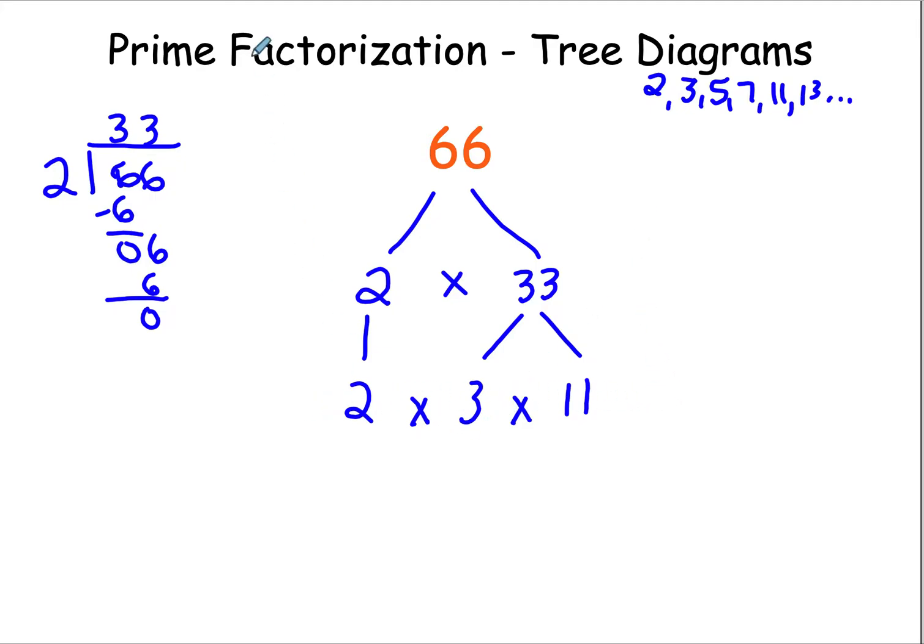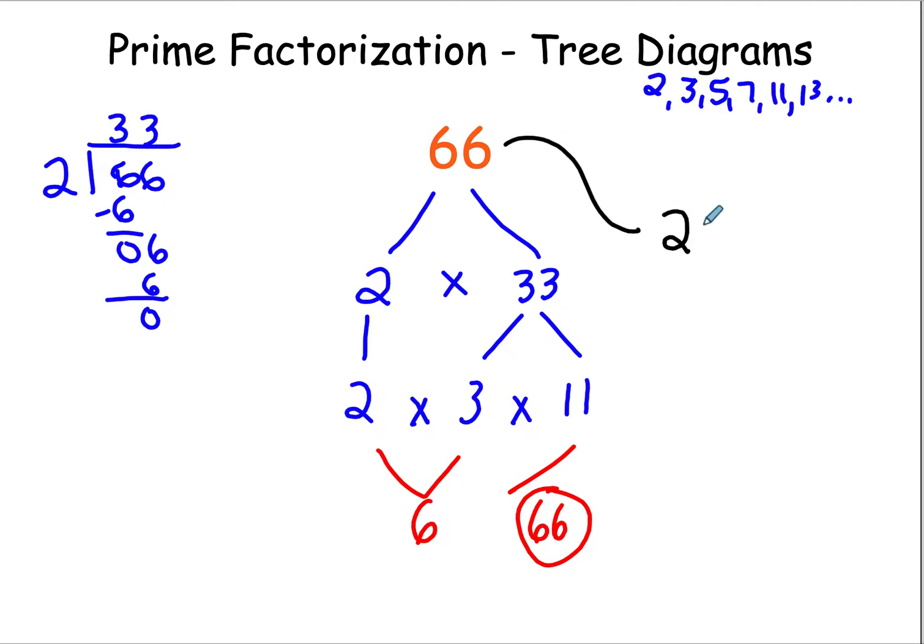I can quickly check it, make sure that I did this correctly. 2 times 3 is 6. 6 times 11 is 66, so it works. My prime factorization for 66 is 2 times 3 times 11.